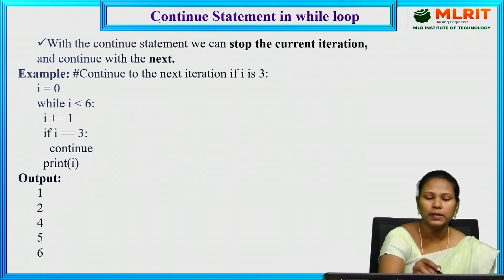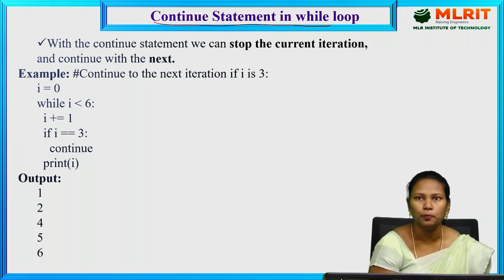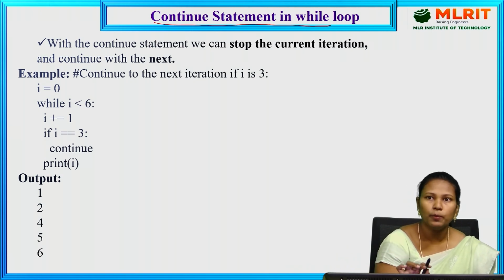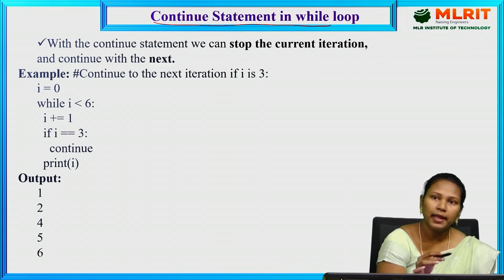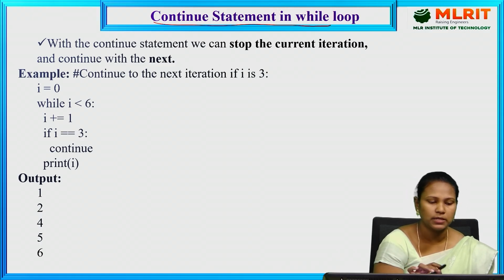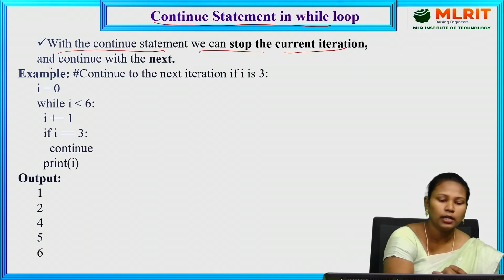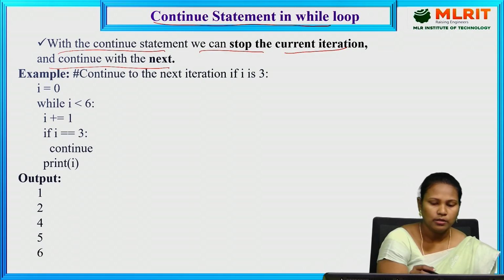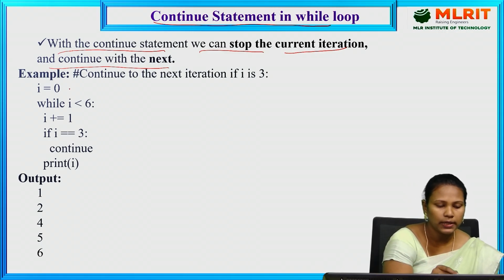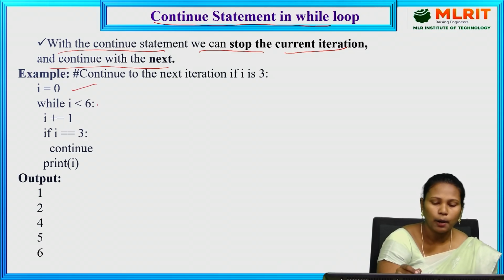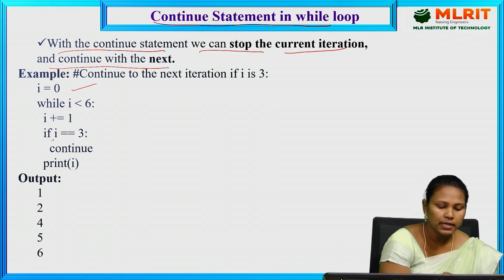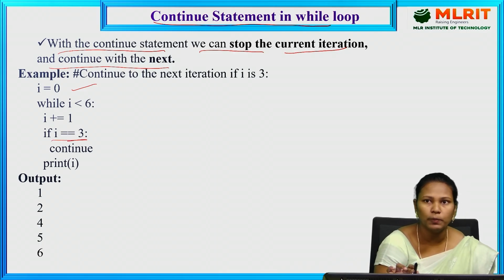Now the next one is the continue statement in a while loop. It skips one iteration. It skips the particular condition and executes the remaining executable statements. With the continue statement, we can stop the current iteration and continue with the next iteration. Here also we are taking the same old example, i equal to 0. We are printing up to 5 values. Whenever i equal to 3, it has to skip that particular value and execute the remaining ones.